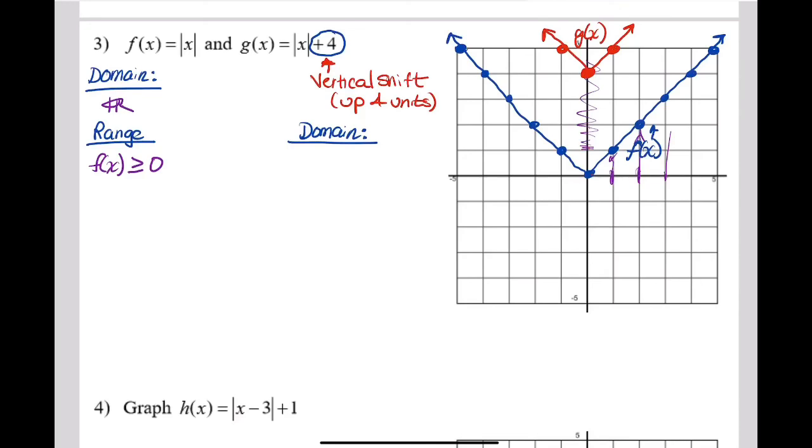Now the domain, does the domain change at all for the g of x function? No, it's still all reals.